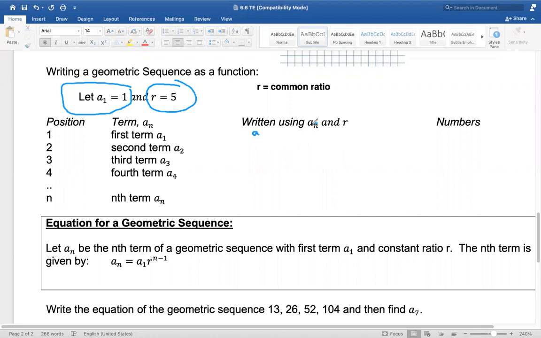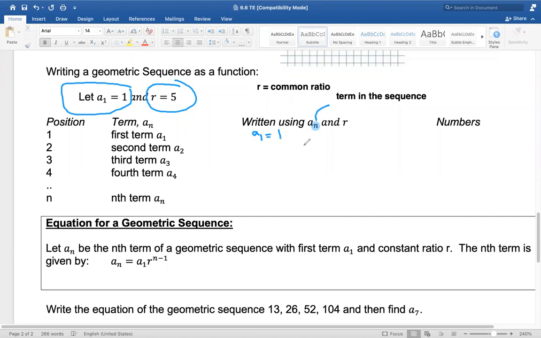Here when you see this A sub n, this n represents the term in your sequence. Like up above, 32 was our first term and 16 was the second term. So A1 is 32, A2 is 16, A3 is 8, and so on. So if I want to write the first term, we have A1 equal to 1.